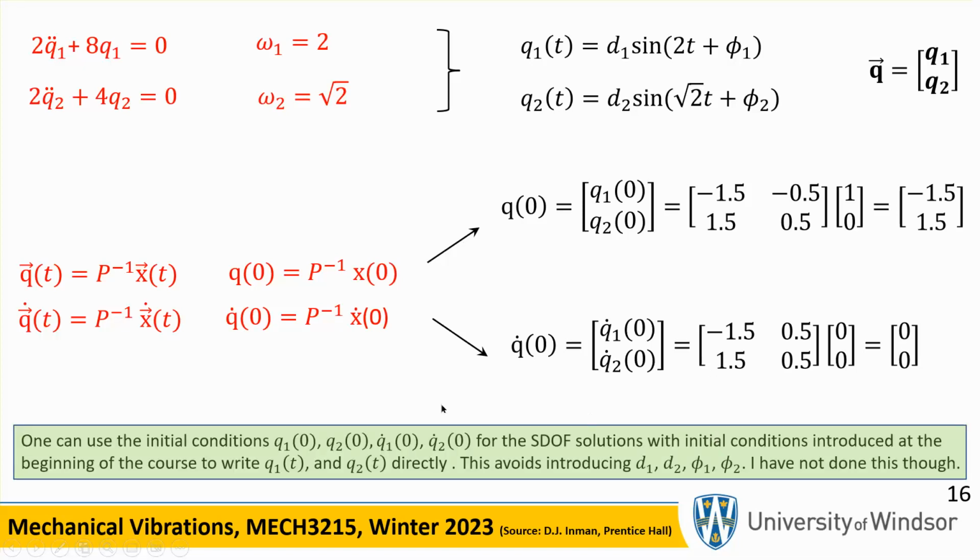Now, we're down to the second week of classes. You have a differential equation here. This is how the solution is going to look. This is how the initial condition will look. Q1 of 0 is minus 1.5. Q1 dot at 0 is 0. You better find D1 and D2 and phi1 and phi2. If there are any issues, go back to stuff from the first 3 weeks of classes.